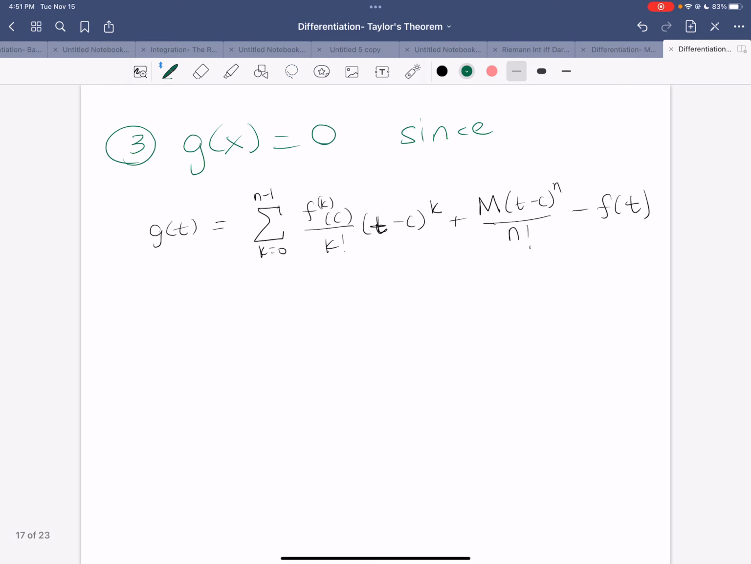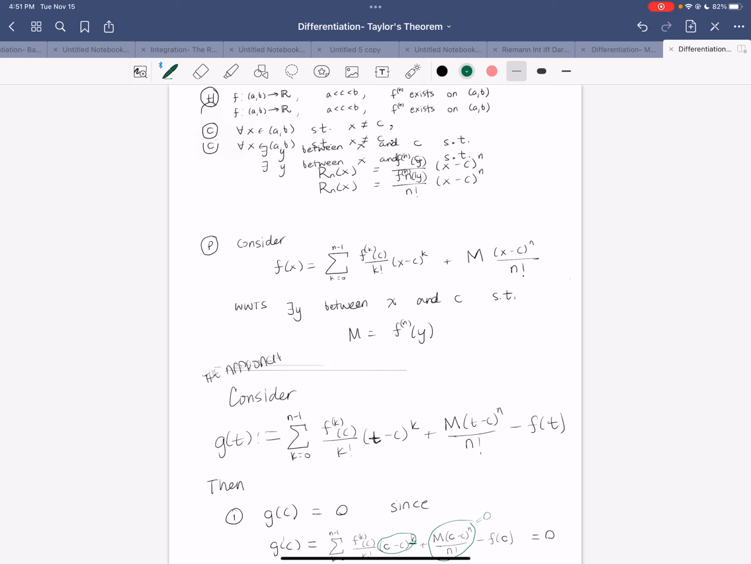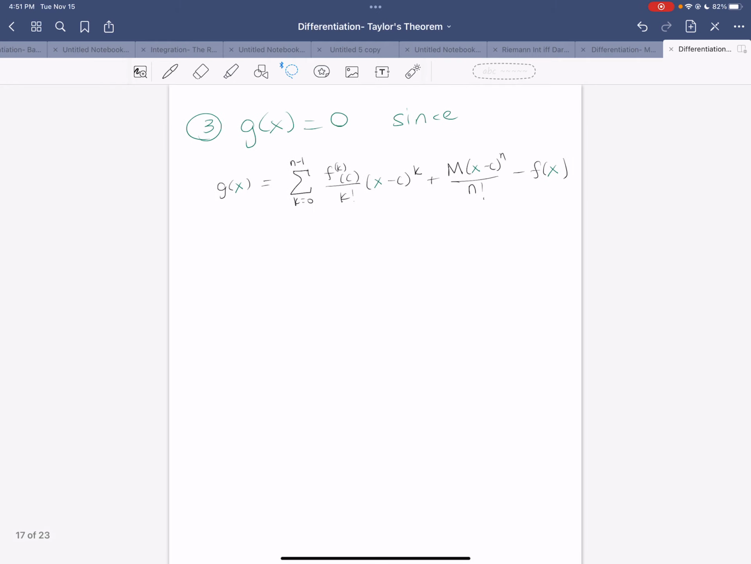So let's see here. So g of x would be equal to, let me just replace all of the t's with x's. And now go back to our definition of M. f of x is precisely this, right? So let me copy this and put it here. So that's my f.